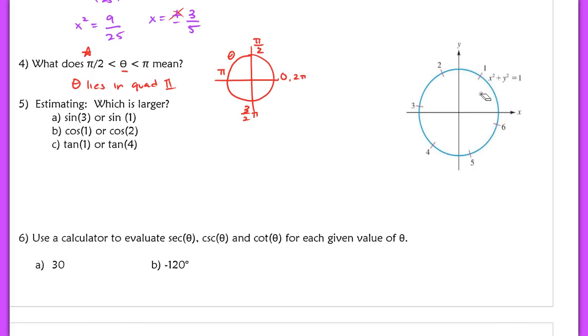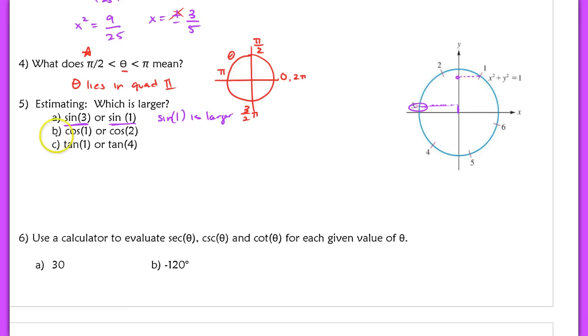Okay, so just looking at the picture here, if we're going to look at the sine of 3, so the sine of 3 radians, 3 radians is about here. Now, the y-coordinate here is pretty low, right? This is a y change that's pretty low. If we look at sine of 1, well, 1 radian is up here. This y value is much larger, so the sine of 1 is larger.